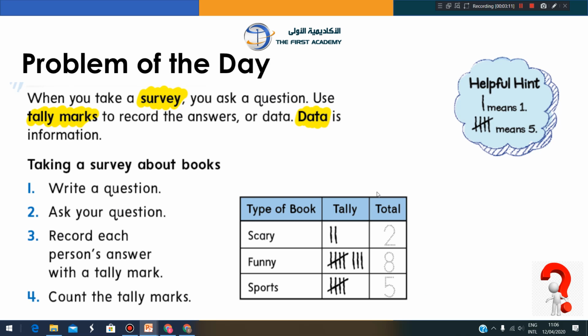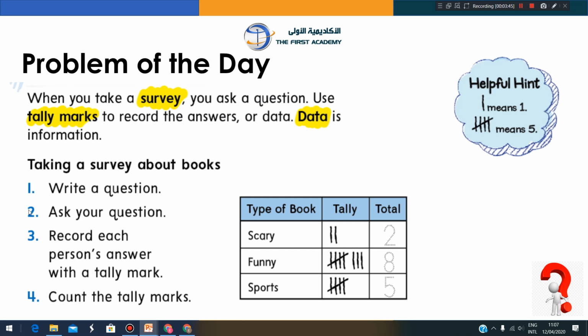So let's explain this chart right here, taking a survey about books. The first thing you have to do when you take a survey is to write a question, the question that you're going to ask the people. It could be your friends, your family, people that you don't know, your classmates, anyone that you will need to ask the question. But first, you have to prepare your question and write it down.